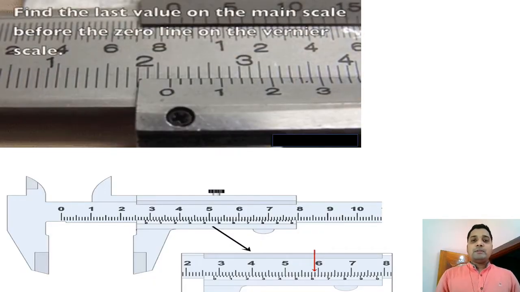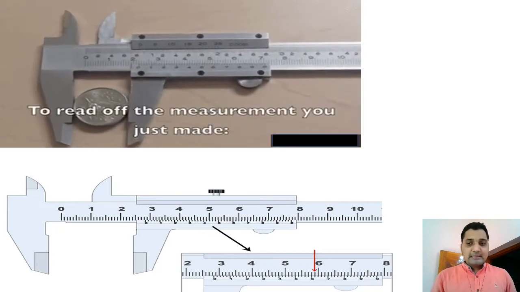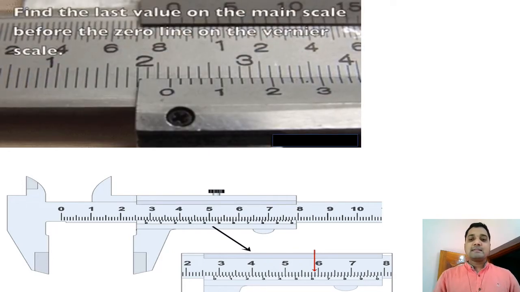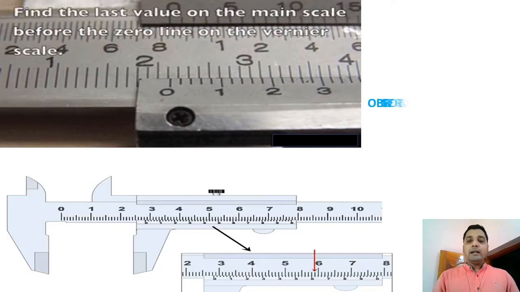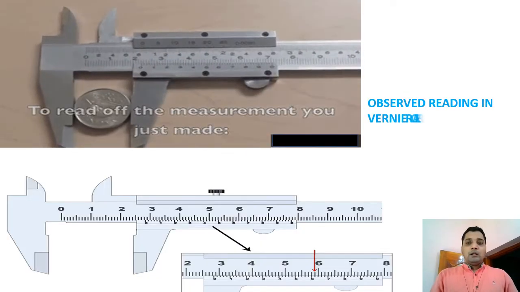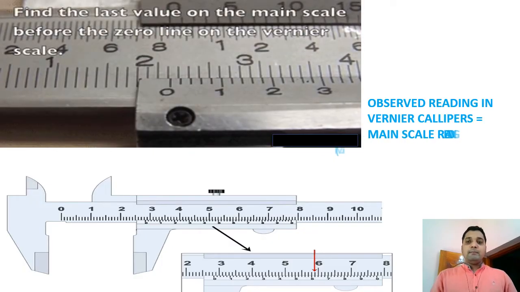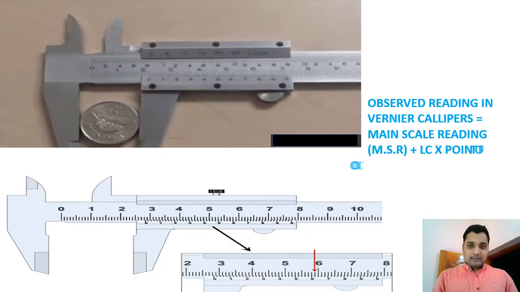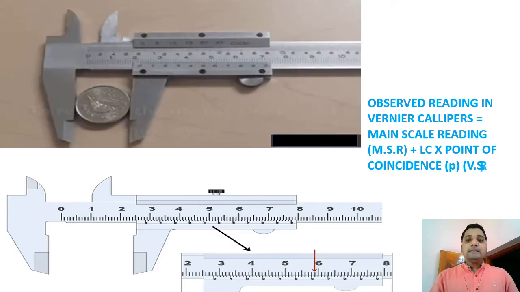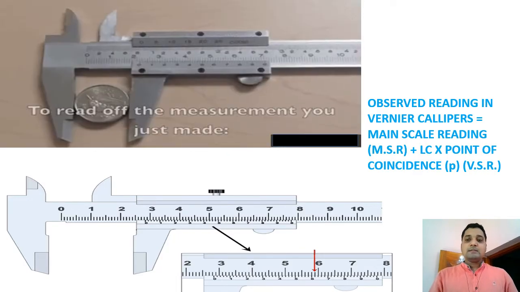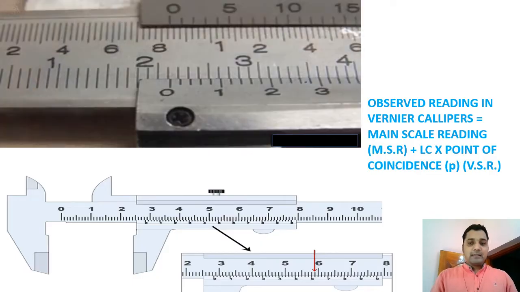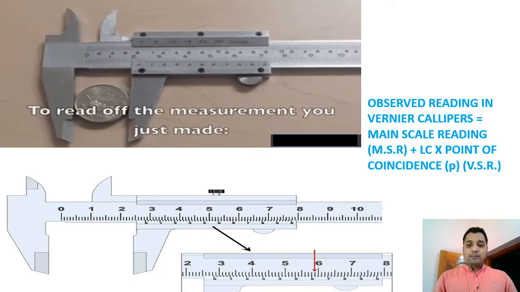At that point of coincidence, when it is multiplied with the LC or least count, we'll get the Vernier scale reading or VSR. So to find the observed reading of a Vernier caliper, we use the main scale reading MSR plus LC, least count, into the point of coincidence P, which is the VSR. So MSR plus VSR will give us the observed reading.